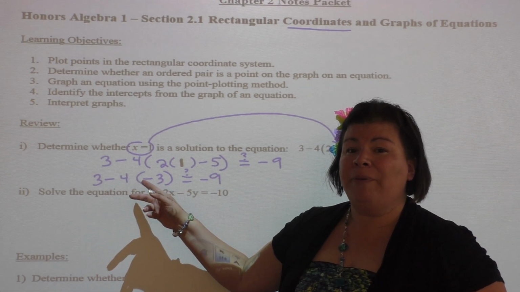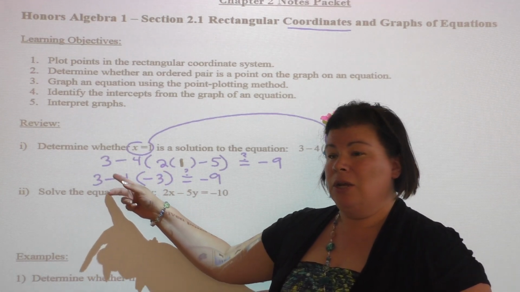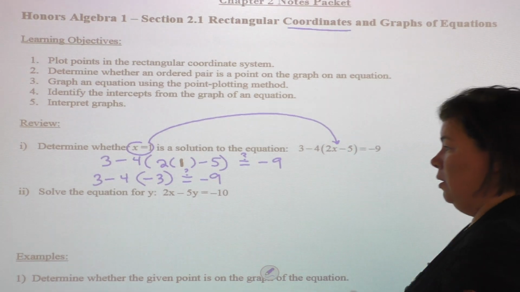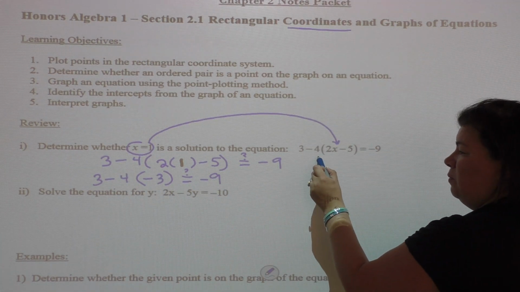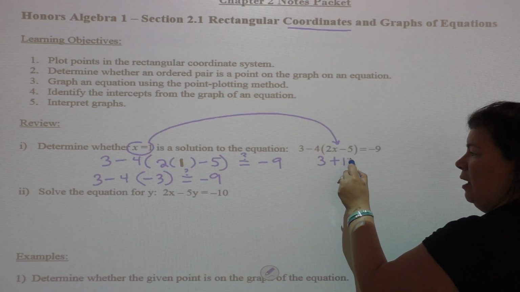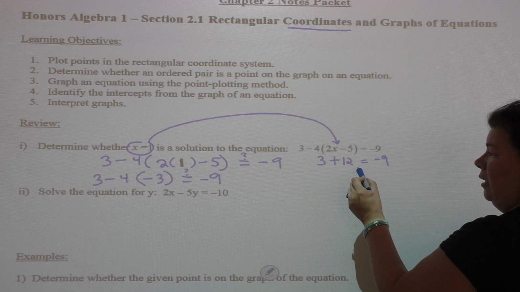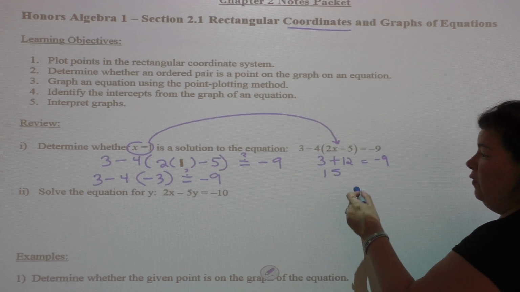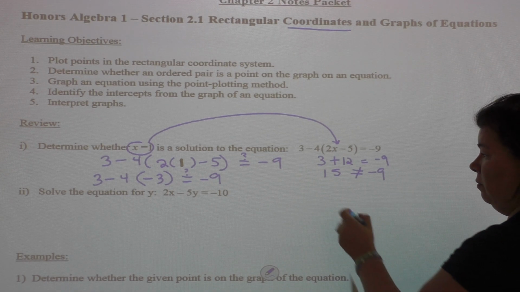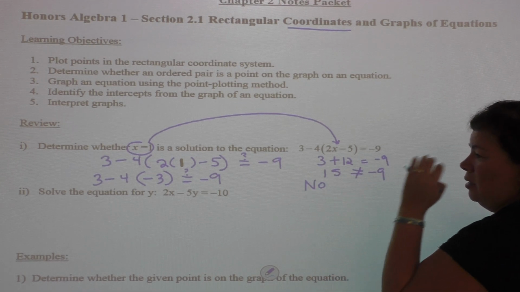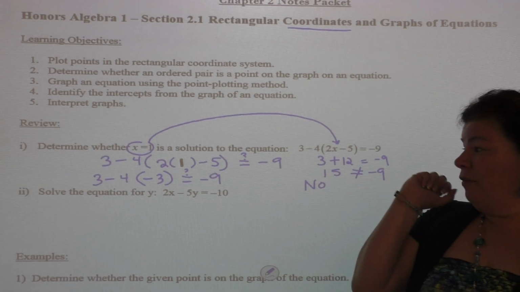Again, order of operations tells us multiplication comes before any addition or subtraction. So do not do 3 minus 4. We want to do negative 4 times negative 3, which leaves us with 3 plus 12. And does that equal negative 9? Well, let's see. This is 15, and 15 does not equal negative 9. So this is a no. This is not a solution to the equation. So there's one way of solving it.